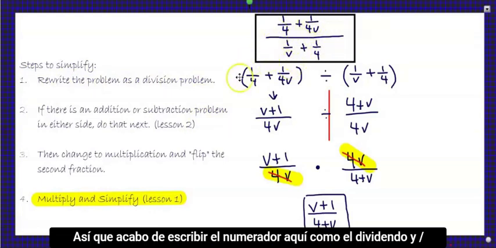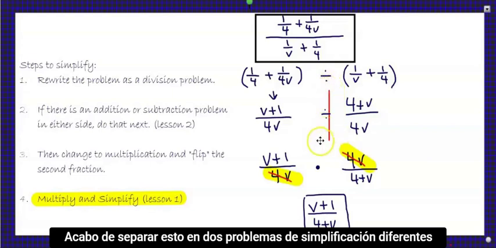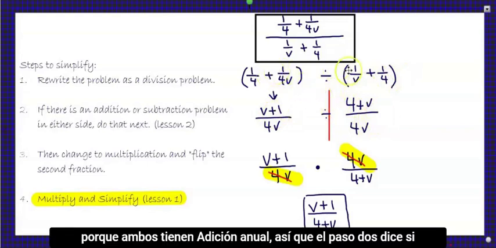So I just wrote the numerator here as the dividend and divided by, and then the denominator is what we call the divisor. And so I just wrote that out as a division problem. I'm going to keep it as a division problem. I just separated this into two different simplification problems because they both have addition in them.